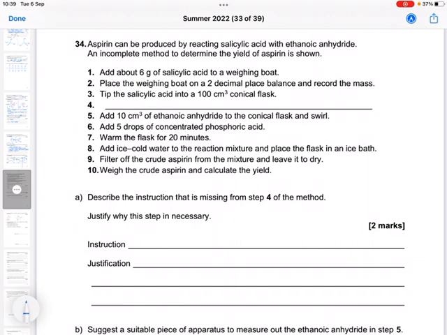So we add 6 grams of salicylic acid to a weighing boat. We placed the weighing boat on a 2 decimal place balance to record its mass. That's the mass of the weighing boat and the salicylic acid. We tip the salicylic acid into a 100 centimetre cubed beaker and then we reweigh the empty boat. The reason for that is to calculate the exact mass that has been added to the beaker.